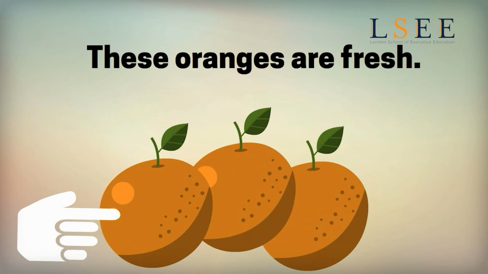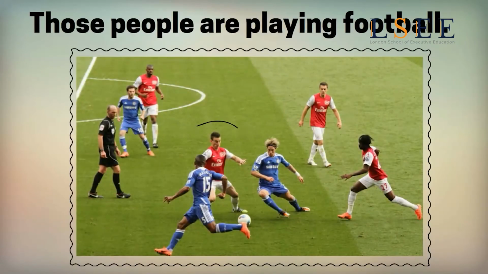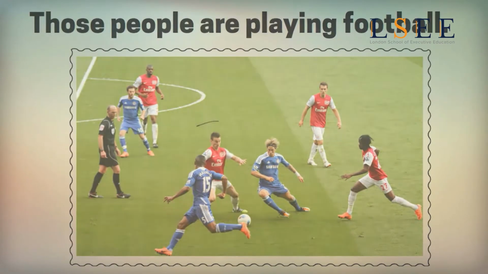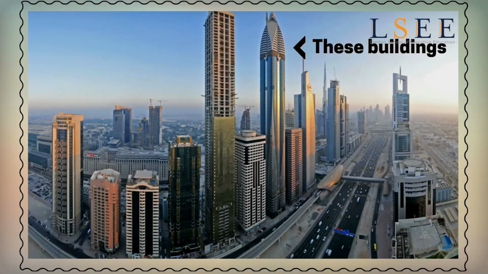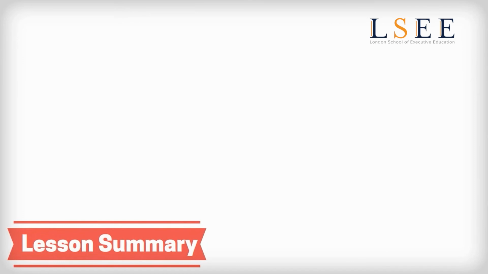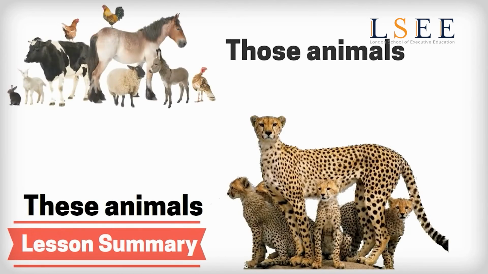These oranges are fresh. Those people are playing football. These buildings, those buildings. In this lesson, we have learnt these animals, those animals.